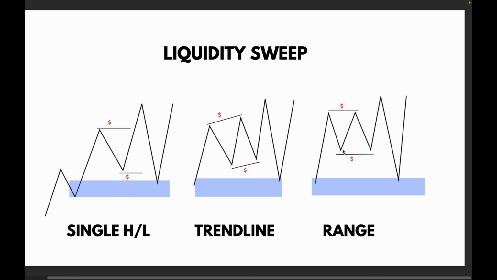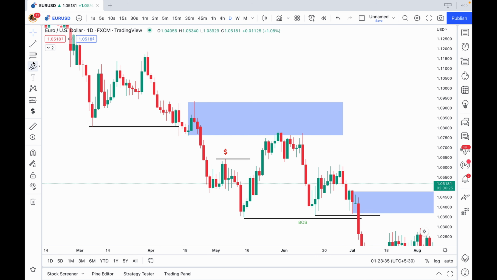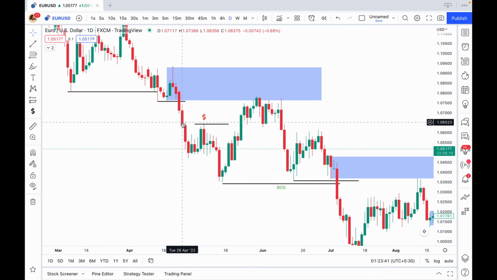Now we will see this on real charts. I have already marked the structure over here. Price broke the structure over here. Again, there was a break of structure over here. So what is this? This is imbalance.